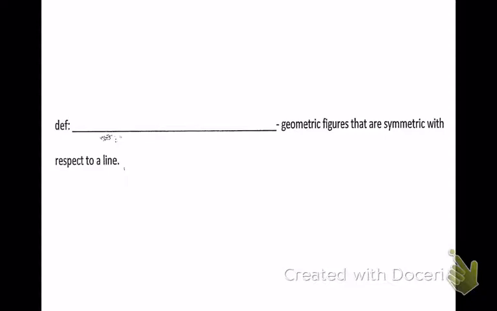So by definition, a reflection is geometric figures that are symmetric with respect to a line. Now we talked about symmetry last time. It's like when there's a mirror image across a line.